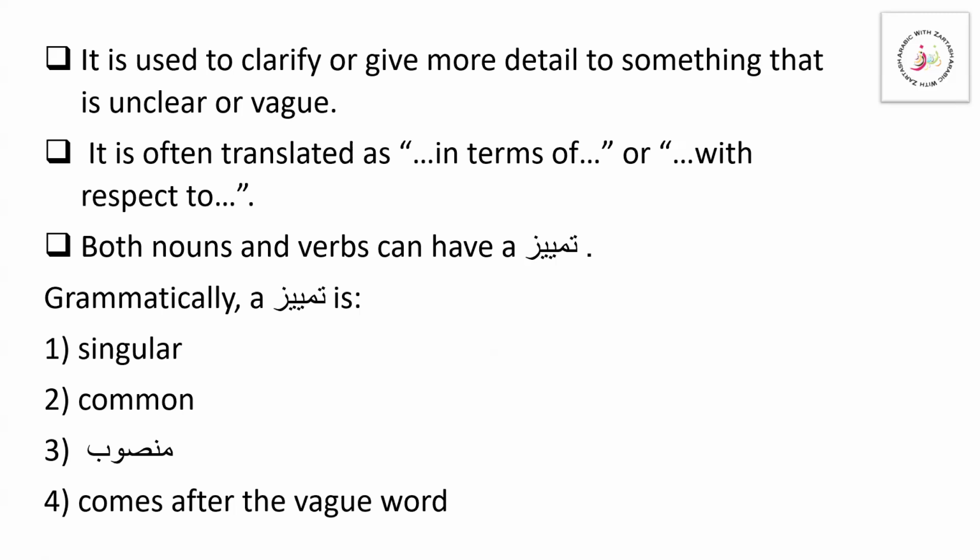Also, both asma and afal can be used as tamyiz. And grammatically, when we look for a tamyiz, it is a singular word. It is a common word. Also, it is mansoob, and it comes after the vague word, after that unclear word. So these are a few points that we need to remember when we look for a tamyiz. It is a singular word. It is a common word. It is mansoob, and also it comes after a vague word.